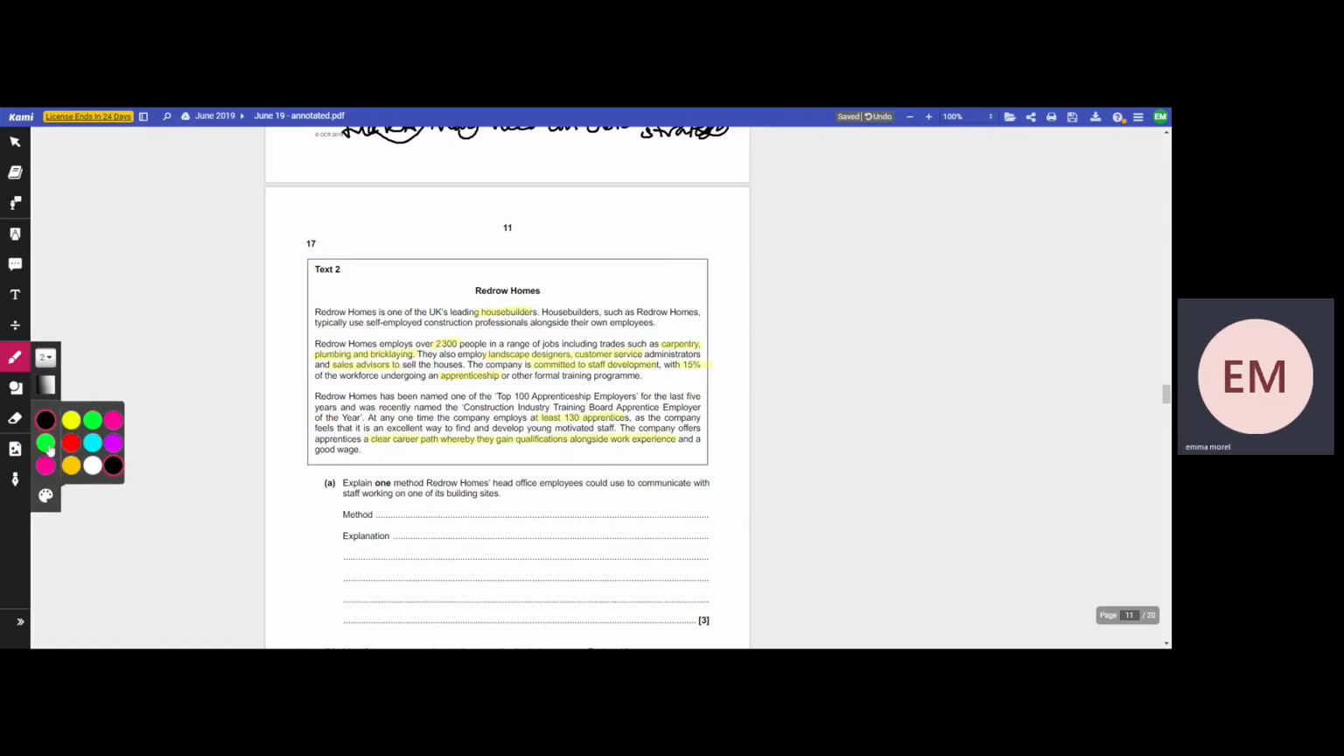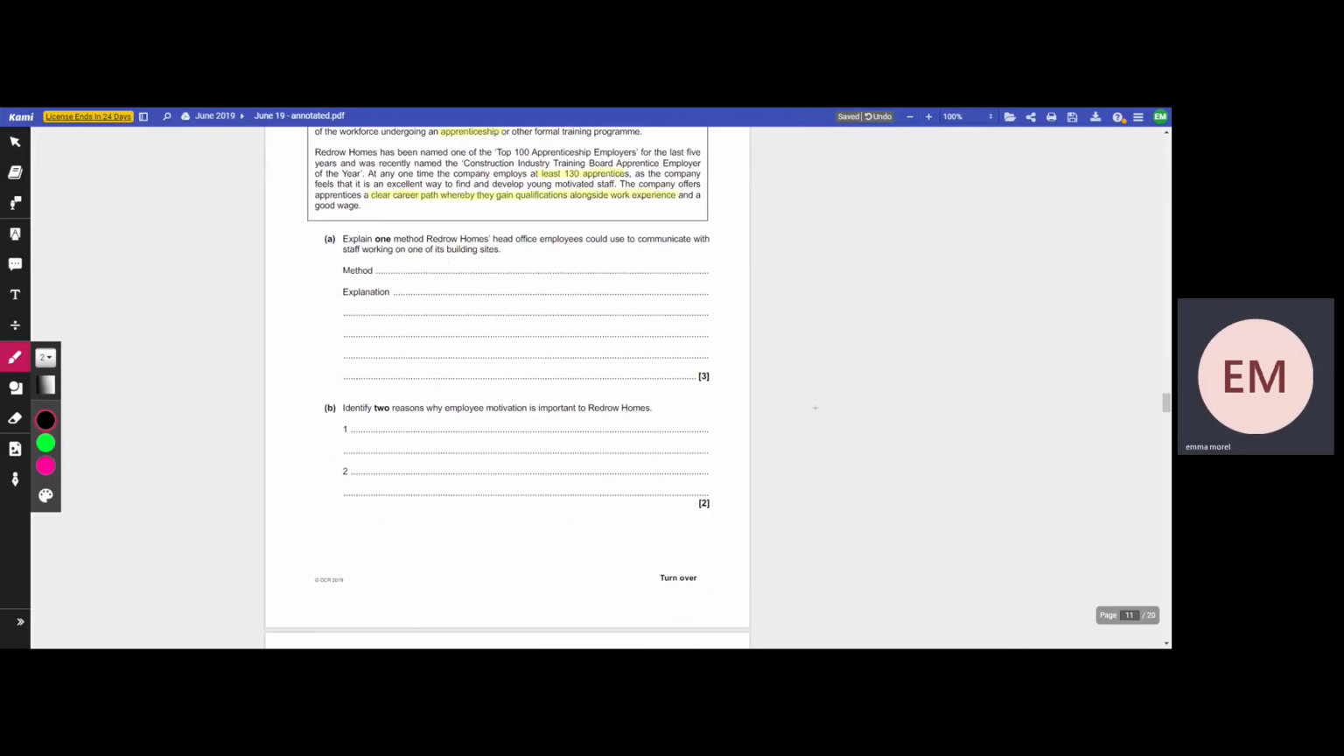So how are we now going to approach these questions? So bit of a tricky one here. One method Redrow's head office employees could use to communicate with staff working on one of its building sites. So communication again is on the advanced information. It hasn't been taken out. So we need to be aware. So we could say email. Okay, so we're going to get 1 mark for just recognizing that email is something that a business could use.